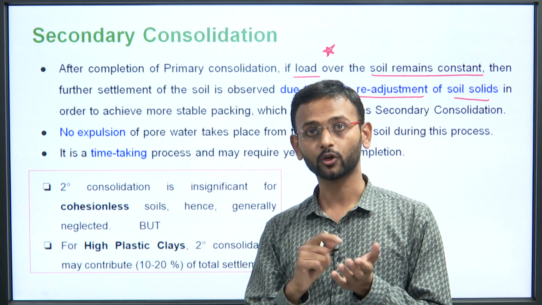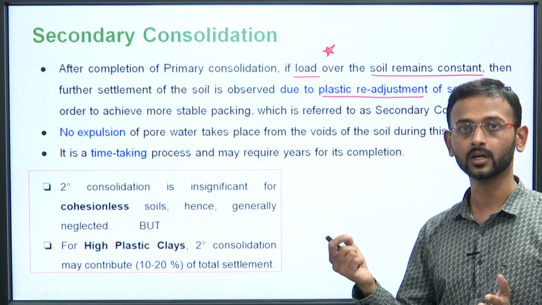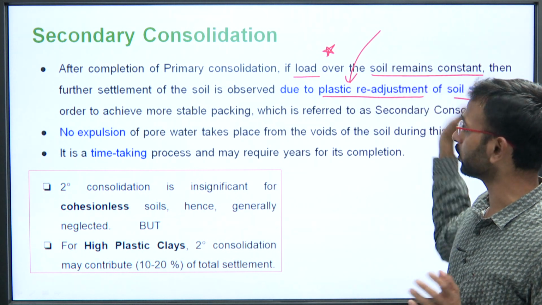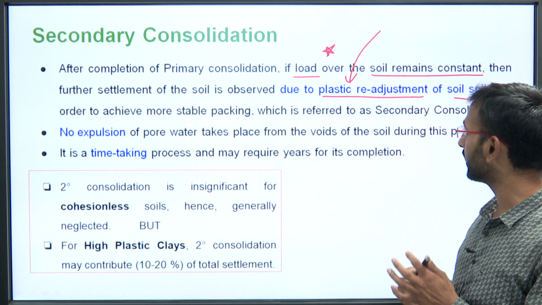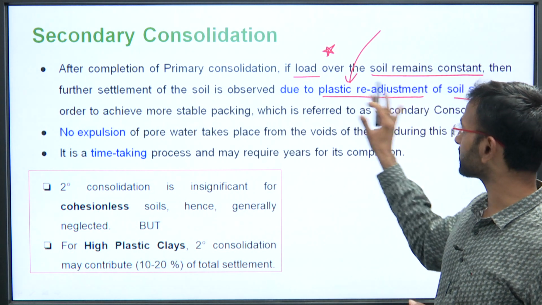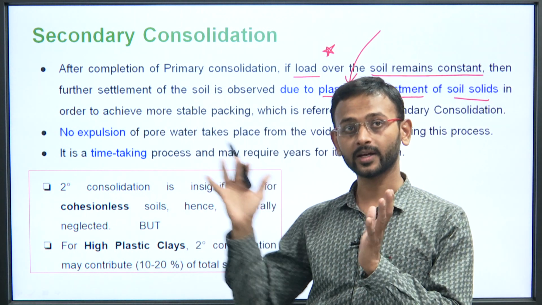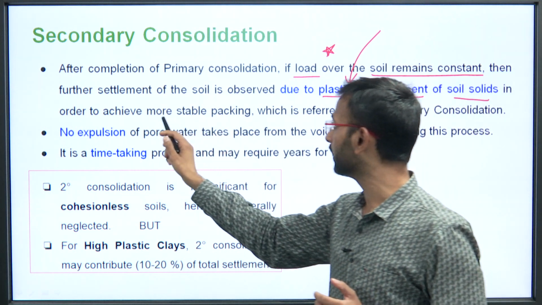But if you are talking about the secondary consolidation, it is the plastic readjustment of soil solids, and this plastic readjustment takes multiple years to complete. It may take 10 years, 20 years, 15, 25 years, it may take a lot of time. So this is the plastic readjustment of soil solids. Why does the secondary consolidation take place? In order to achieve more stable packing.